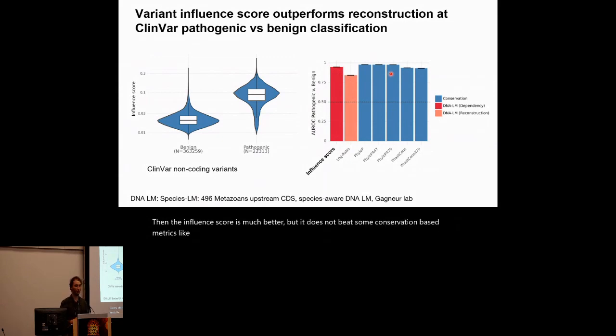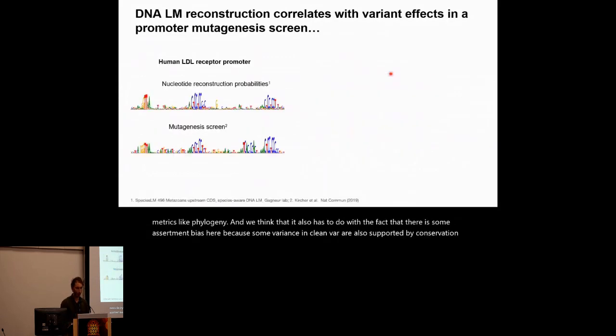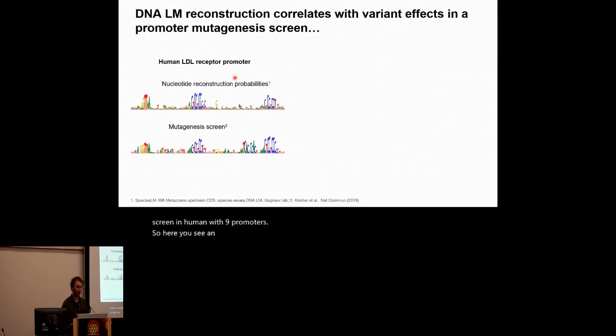And we think that it also has to do with the fact that there is some assortment bias here, because some variants in ClinVar are also supported by conservation. So we decided to go for a maybe more suitable data set, which is a promoter mutagenesis screen in human with 9 promoters. So here you see an example for the LDL receptor promoter used in this mutagenesis screen.